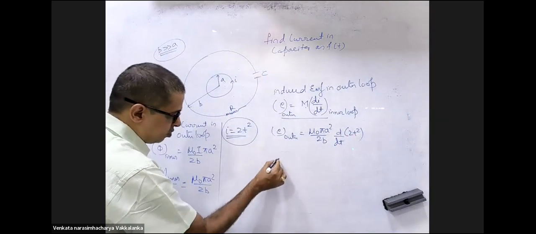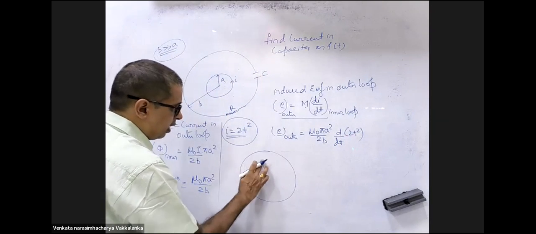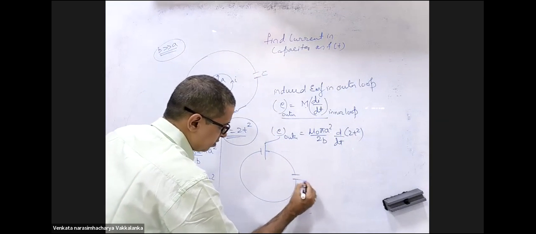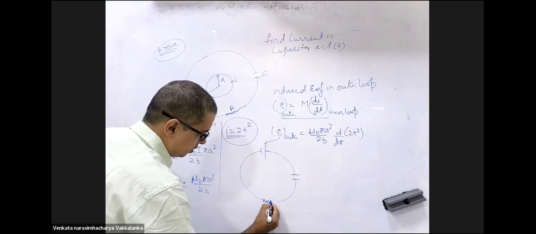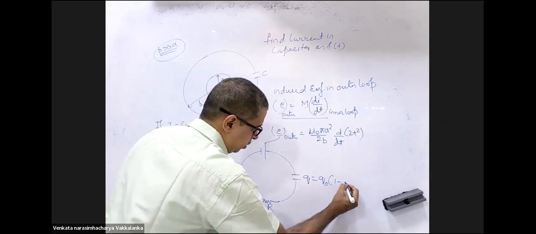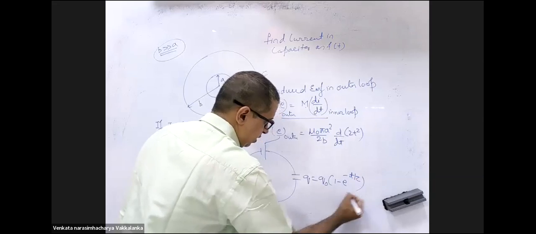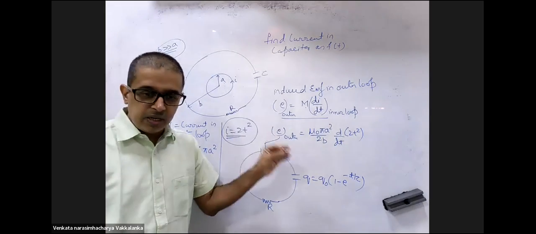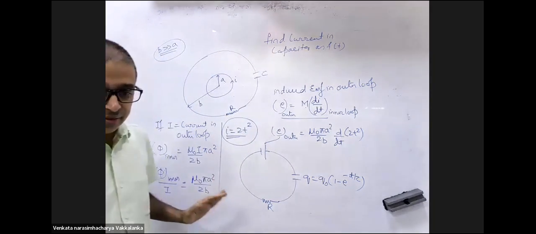Once I have this, the outer loop may have a battery of this EMF, a capacitor and a resistor. Finding out charge on this is q naught into 1 minus e to the power minus t by tau. Several chapters are combined in one problem, and a good one. Best part of this problem is learning how to use mutual inductance.